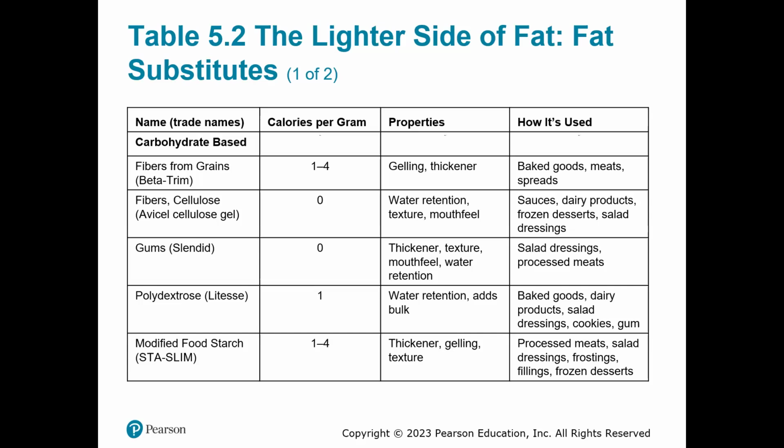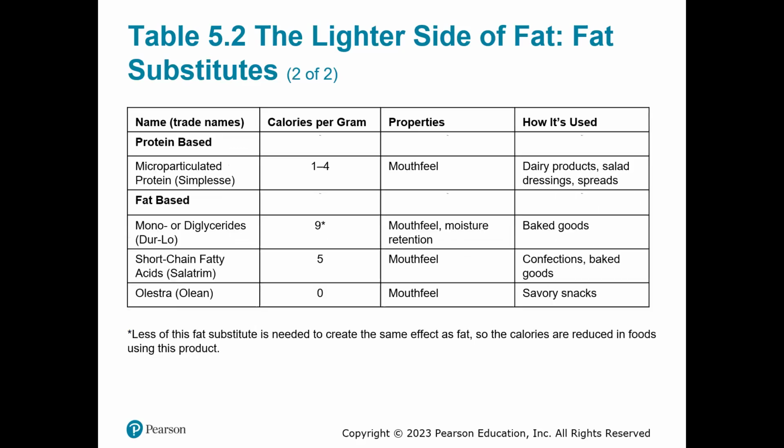So if you want something to thicken or gel a food, you can use fibers from grains. And then it'll give you fewer calories, water retention, texture, and mouth feel in your sauces, frozen desserts, salad dressings and things like that. Cellulose is a good one. Again, these are ways of lowering the number of calories and the amount of fat you're eating in your diet, by potentially using some of these modified fat substitutes. There's a couple pages of those that you can look through.